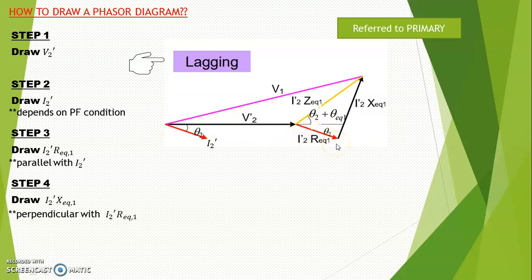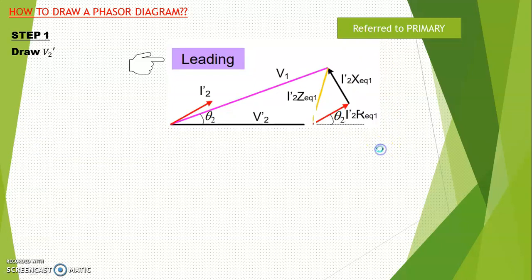Then step number 4, you need to draw the I2 prime multiplied by X equivalent. Usually this phasor is perpendicular to the I2 prime multiplied by R equivalent, separated by 90 degrees here. Finally you can draw your V1, starting from the 0 here until the end of the I2 prime multiplied by X equivalent. So this is how you draw the Phasor diagram for a lagging condition.